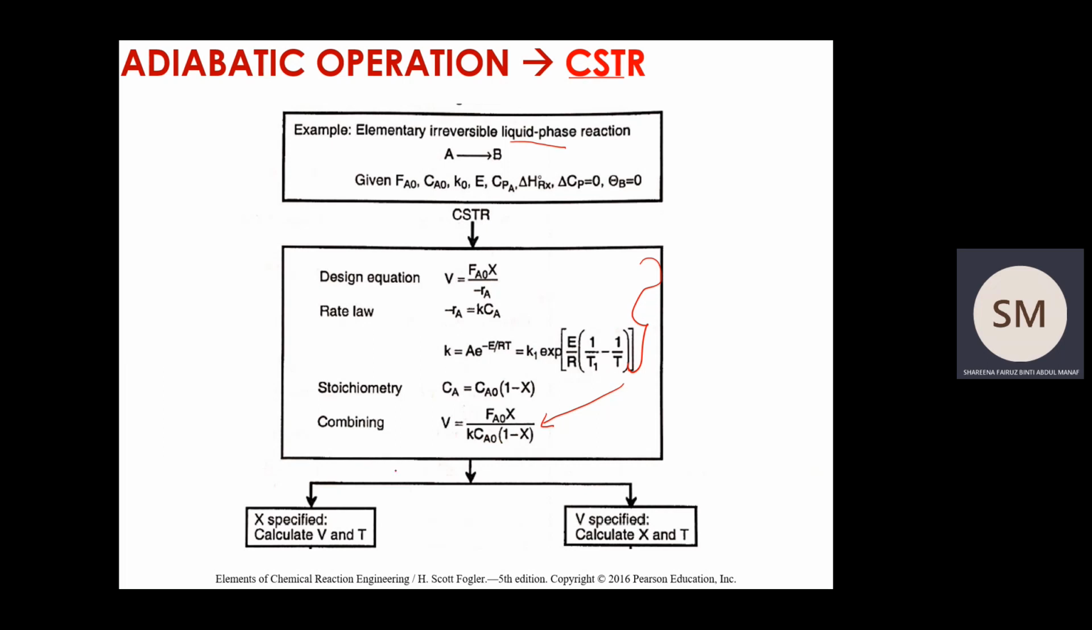From here actually we have two cases. For case 1, the X is specified. If X is given, you can calculate what is V and also what is T. And if V is specified for case 2, you can calculate X and T. So once you know what is V, you can calculate X, and also you can calculate what is T.